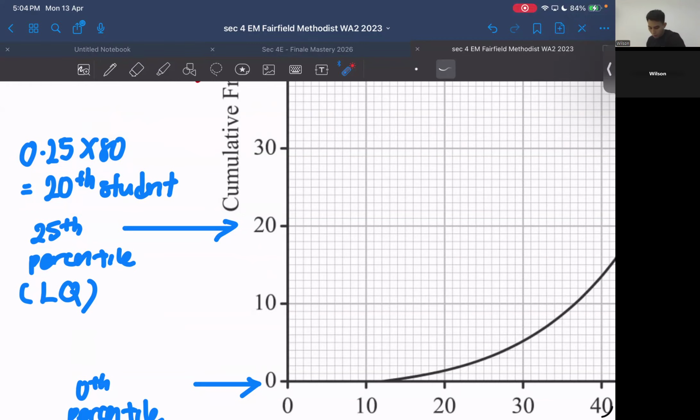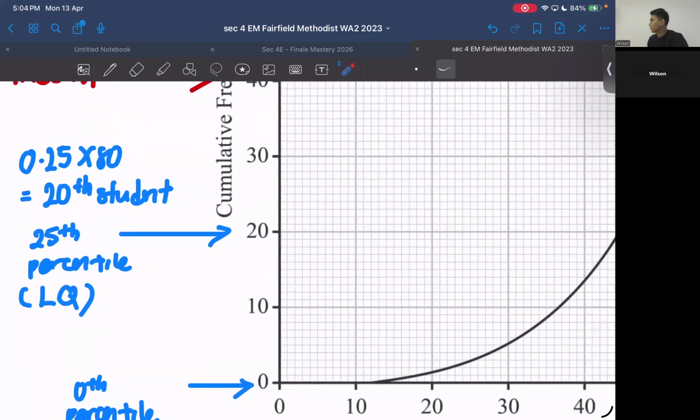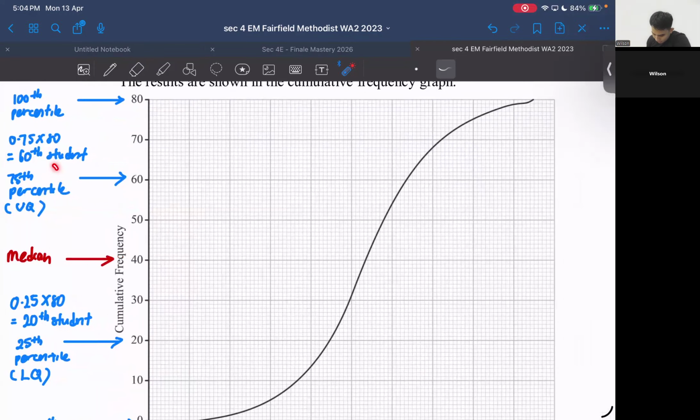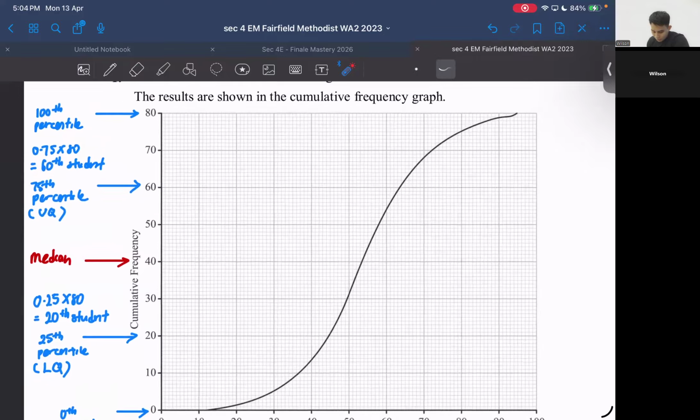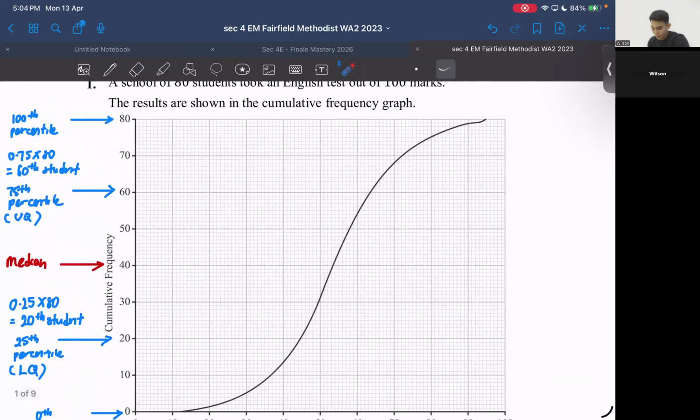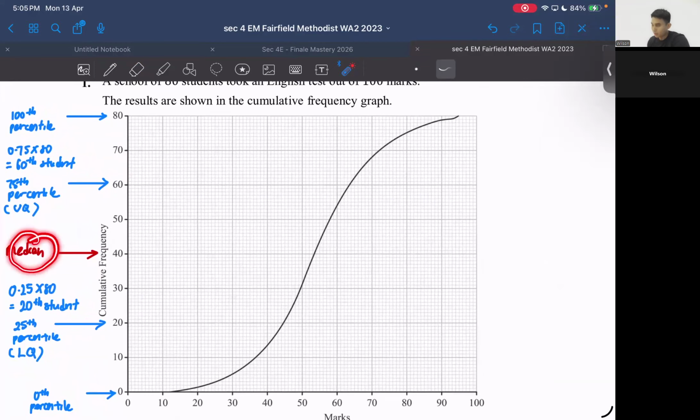So this one is your 25th percentile. The next thing that we are interested in is your 75th percentile, which is known as your upper quartile. Again, this is not difficult to find out: 0.75 times 80. This is your 60th student. And your last one over here, median, means your middle value, right? So in this case, this one is your median.